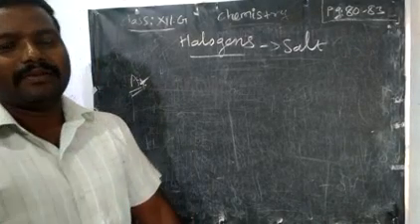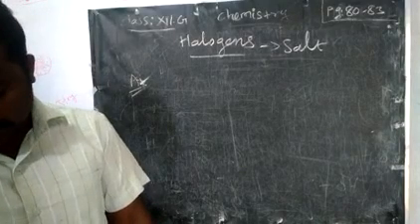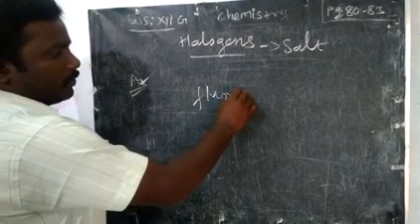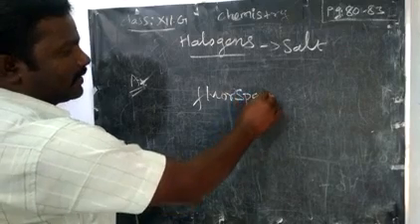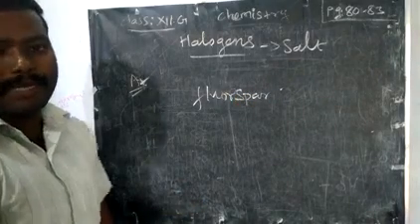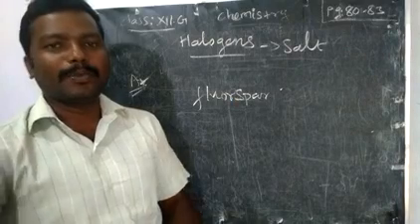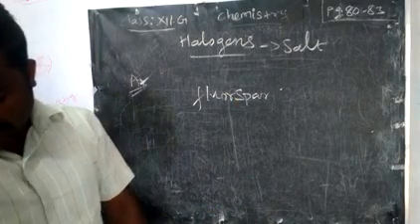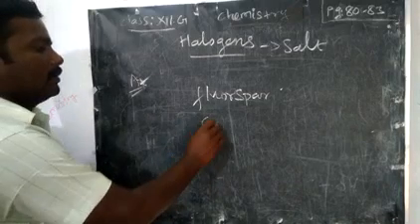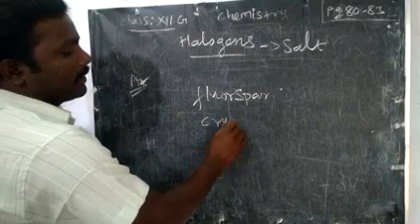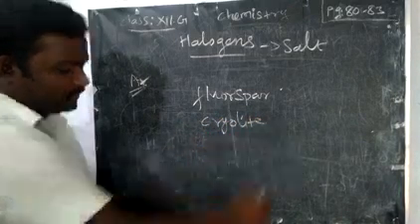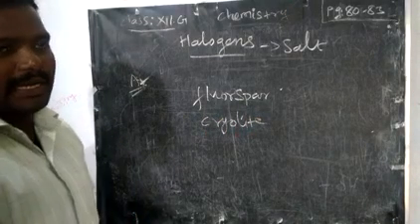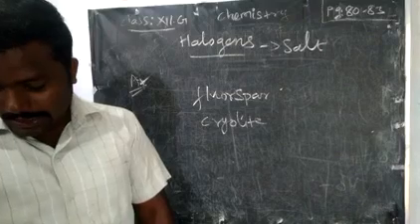Fluorine we get as fluorspar, or fluoroapatite as a phosphate compound. When a phosphate compound comes, we call it apatite. Some other ores are cryolite, and then the same fluoroapatite.